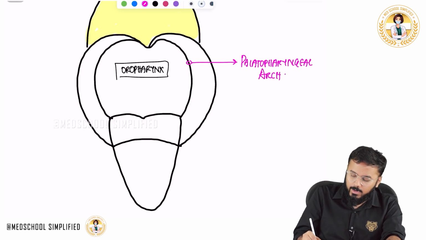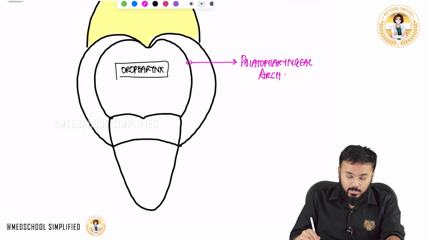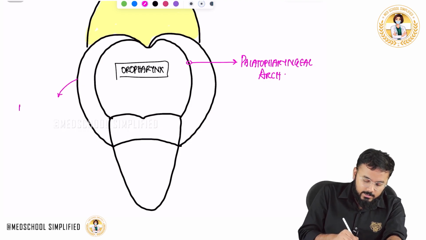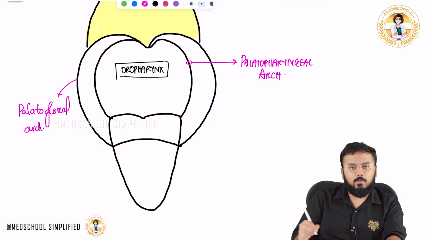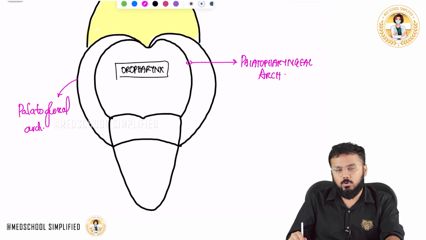This is called as palatopharyngeal arch, right? Next, the arch which is present outside, this is called as palatoglossal arch. So two arches we have got. One is called as palatopharyngeal arch, another one is called as palatoglossal arch.